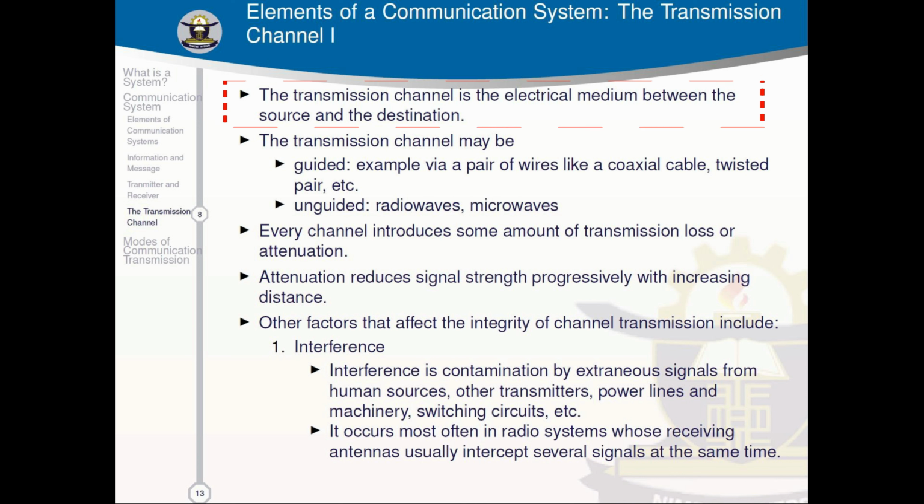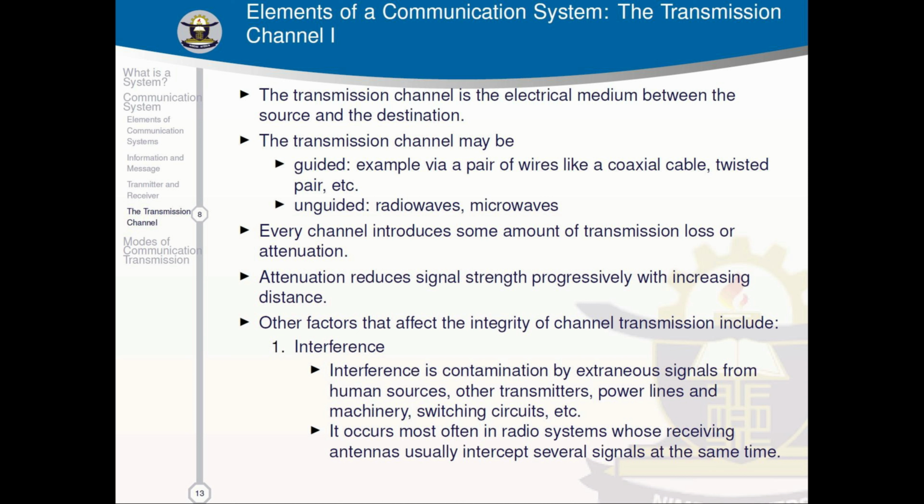The transmission channel is the electrical medium between the source and the destination. This can be either guided, which means that the signal is sent within a medium that has boundaries, like cable. Examples of that can be the coaxial cable, the twisted pair, optical fiber cable, or unguided, meaning the signal is thrown in the air via antennas using radio waves or microwaves for transmission.